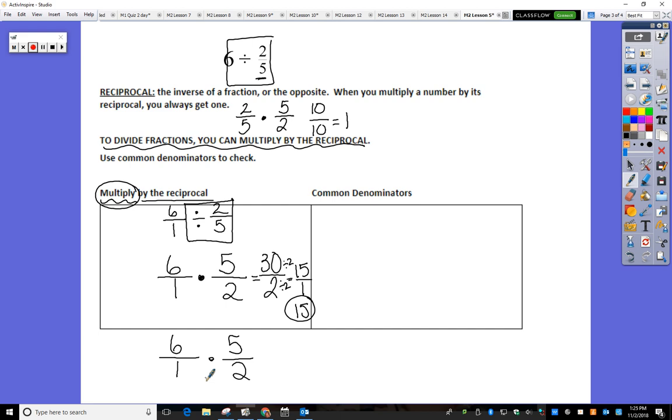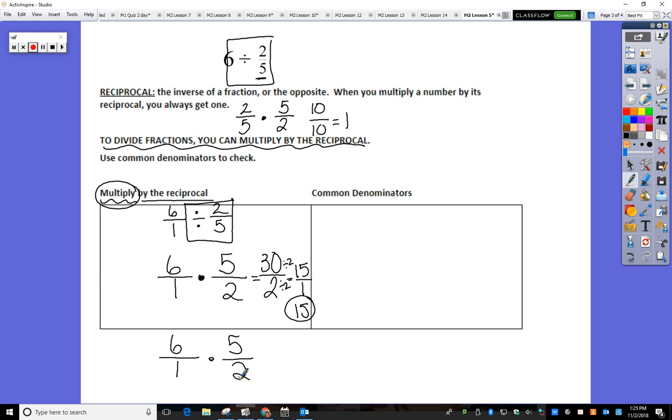Cross-simplifying is a method of simplifying before you multiply instead of multiplying and then simplifying. So to cross-simplify, you're looking at the numbers that are diagonal from each other in your fraction pair here. So I would be looking at the 1 and the 5 together, and then the 6 and the 2 together. And what I'm trying to do is see if they have a common factor, or in other words, if there's a number that they can both be divided by.